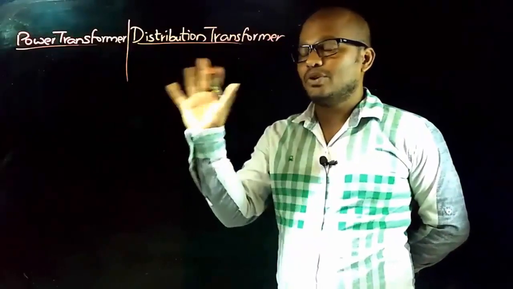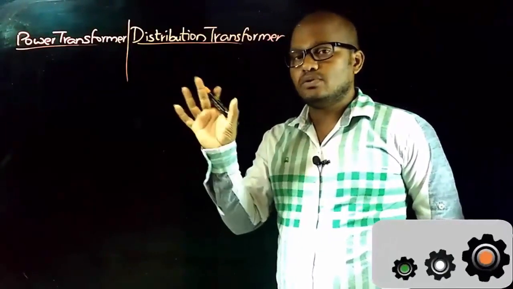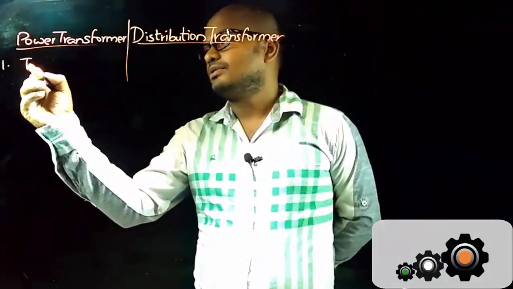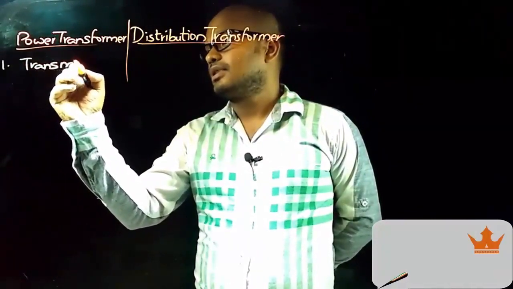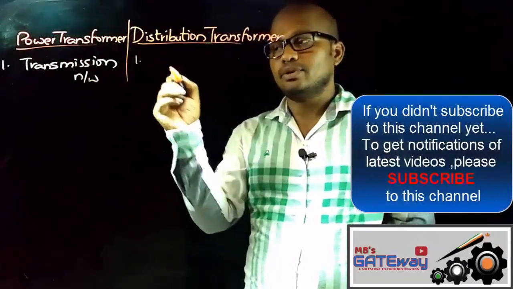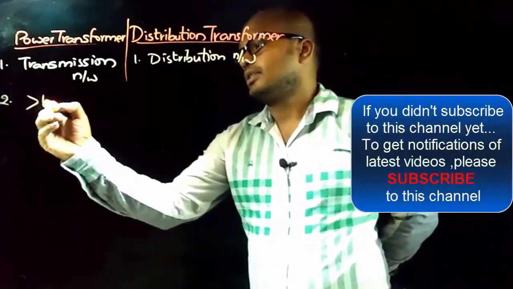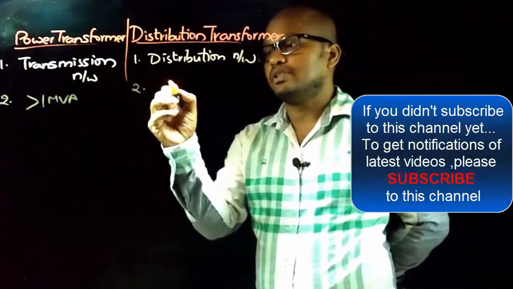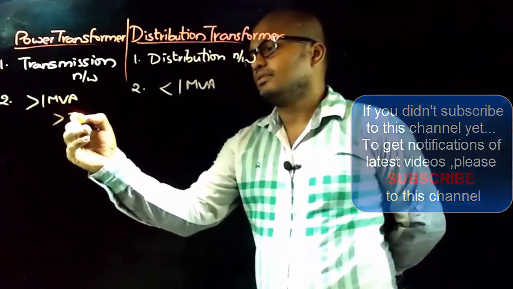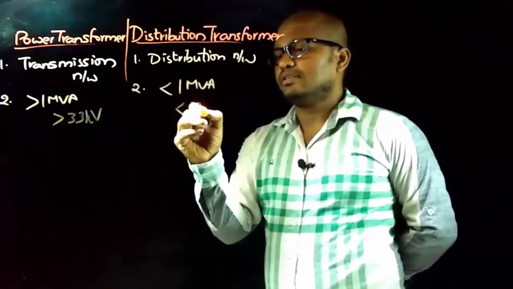Now let's have the important discussion on the difference between power transformer and distribution transformer. From this you will know what power transformer is for and what distribution transformer is for. Power transformers are used in transmission network, whereas distribution transformer is used in distribution network. Power transformer rating generally will be greater than 1 MVA, and distribution transformer rating will be less than 1 MVA. Voltage ratings will be greater than 33 kV, whereas in case of distribution transformers voltage ratings will be less than 33 kV.